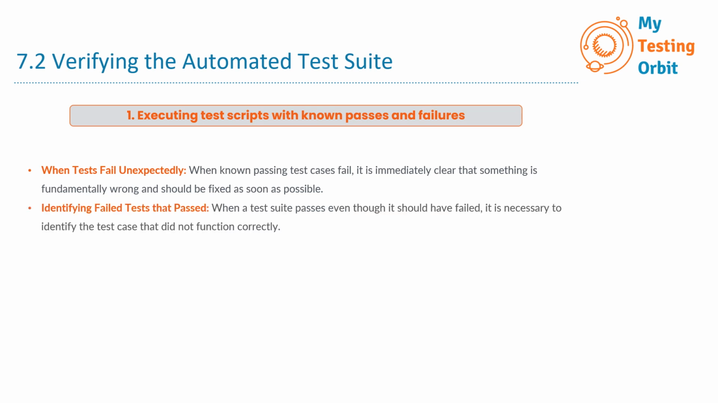The next one is identifying failed tests that passed. So when a test suite passes, even though it should have failed, it is necessary to identify the test case that did not function correctly. Now, still we can take an example of the same game we are playing. Imagine playing a specific level in a game where you are supposed to find hidden treasures. Even though the game shows that you have found all the treasures, you know that there is one that is missed. So now the missed hidden treasure represents the test case that passed but should have actually failed due to some underlying issue, and that's what needs to be found out.